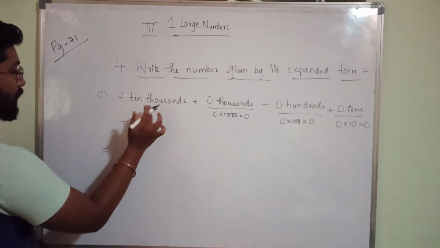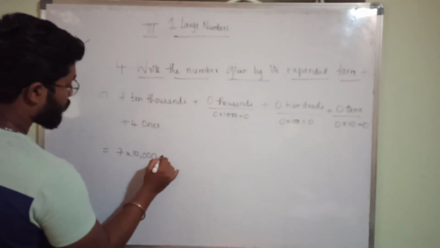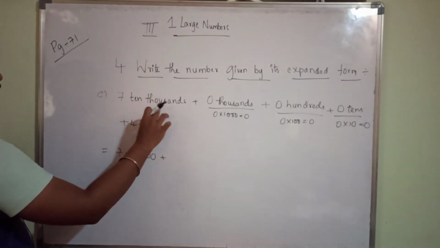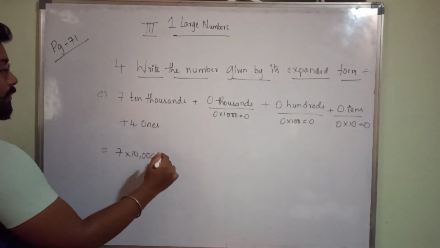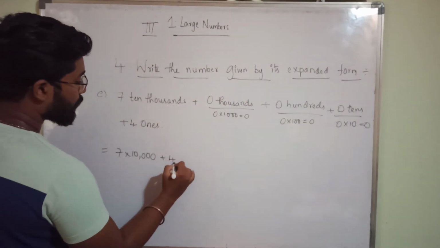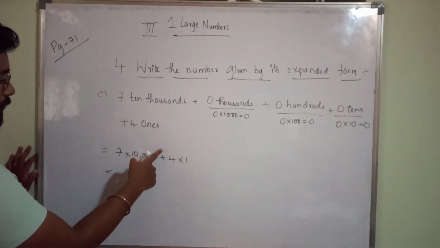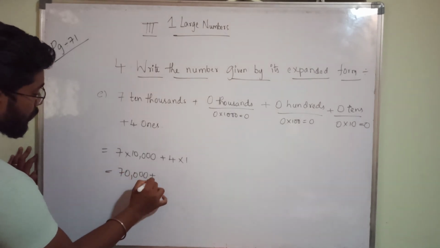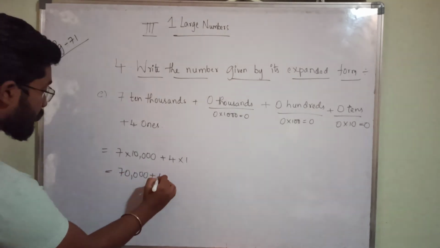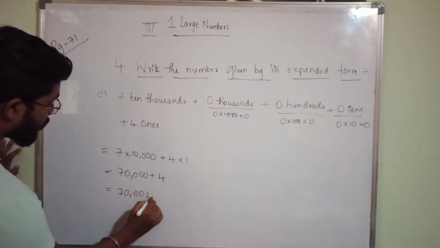Just what you want, 7 into 10,000, plus only these two remaining, because this is 0, this is 0, this is 0. So 4 ones means 4 into 1. This is 70,000 plus 4 into 1, which is 4. What is the answer? 70,004 is the answer.